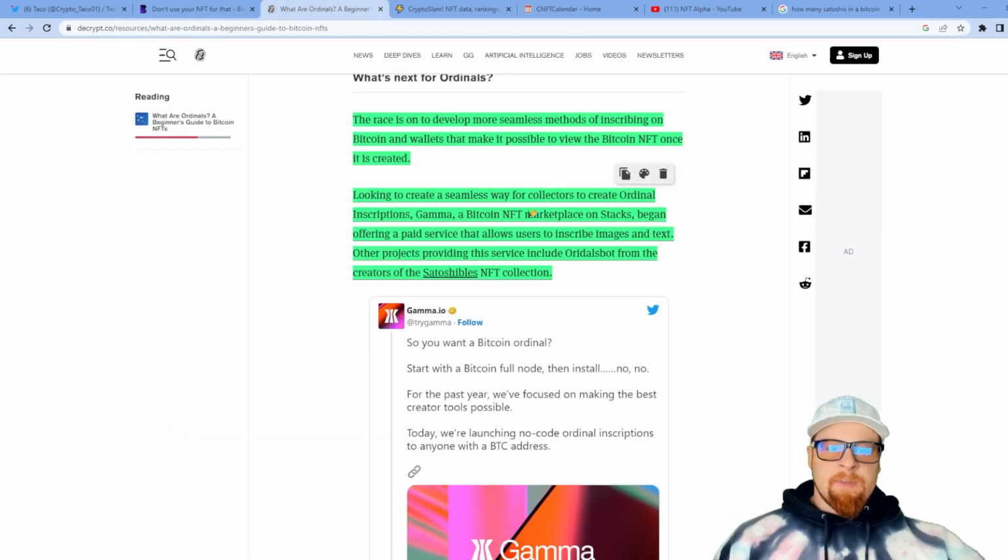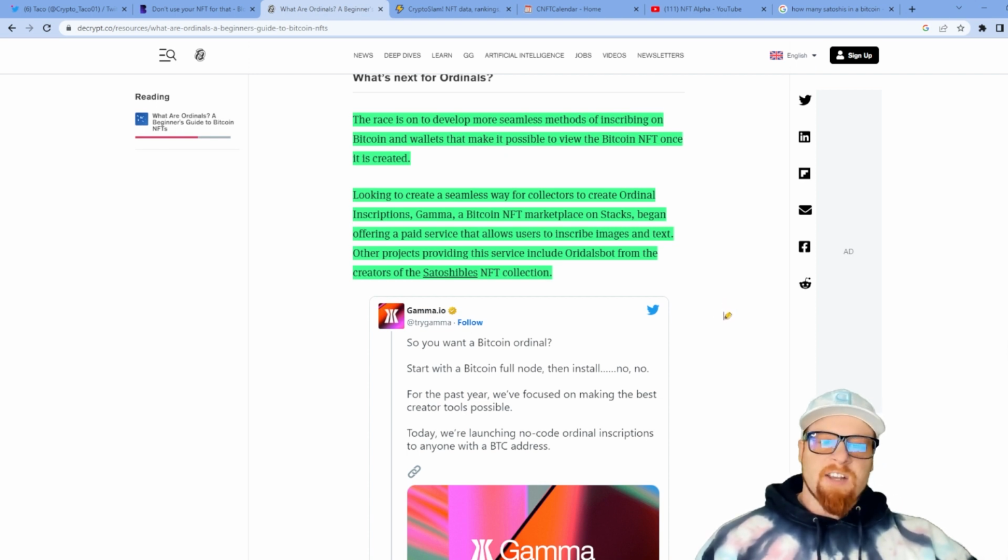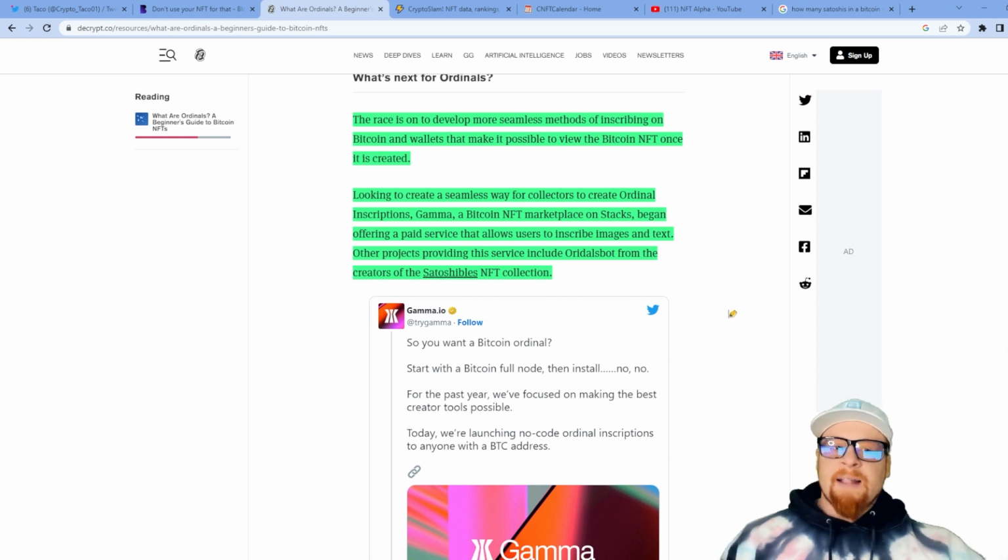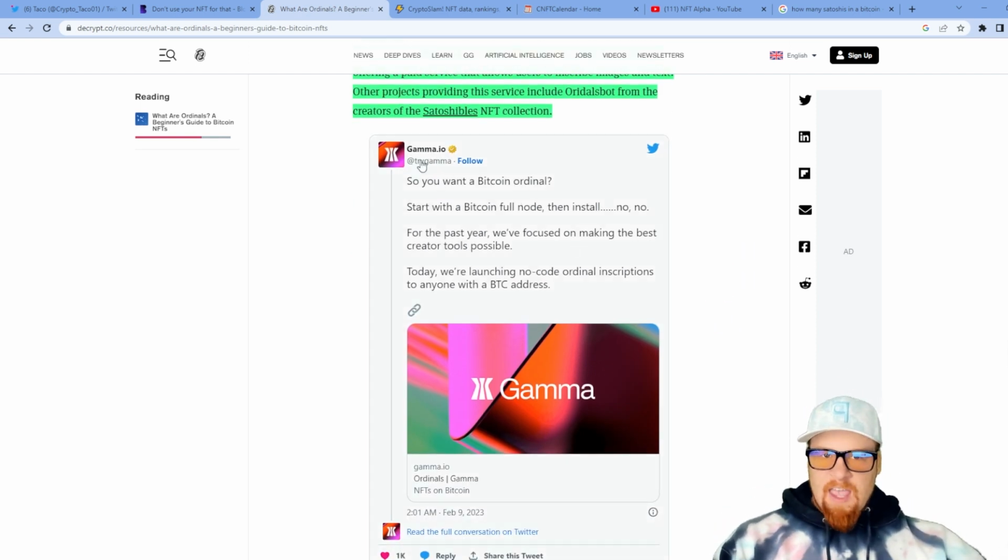Looking to create a seamless way for collectors to create ordinal inscriptions, Gamma, a Bitcoin NFT marketplace on Stacks, began offering a paid service that allowed users to inscribe images and text. Other projects providing the service include OrdleBots from the creators of the Satoshiables NFT collection. Here is the official Gamma.io tweet.